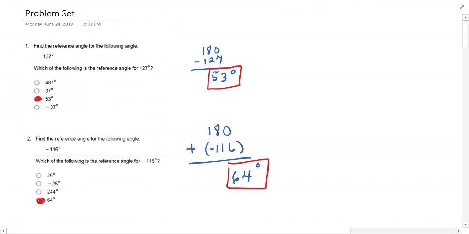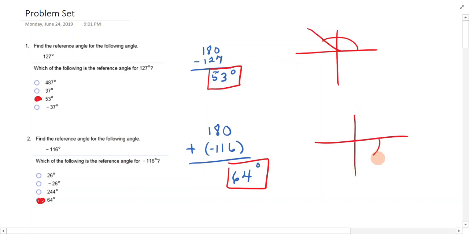All right, the first one says find the reference angle for the following angle, 127. Just to get a visual, and we're not going to do it every time, 127 is somewhere over here. And so we said that was 180 minus that angle. So the reference angle would be 53. Find the reference angle for negative 116. There's 90, so we're somewhere over here. So it's 180 plus negative 116, and that would be 64.